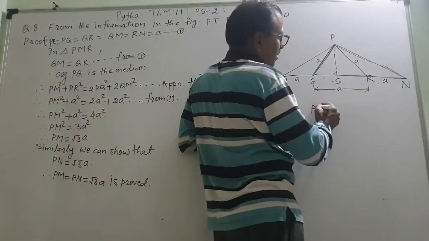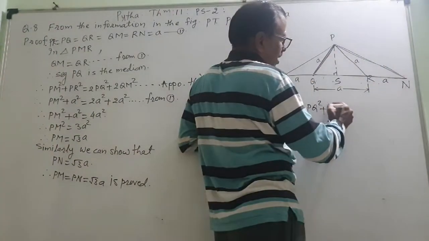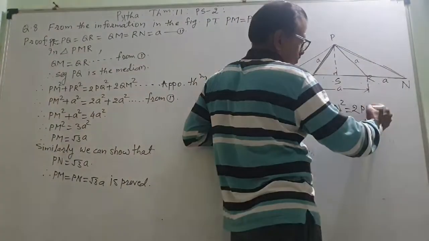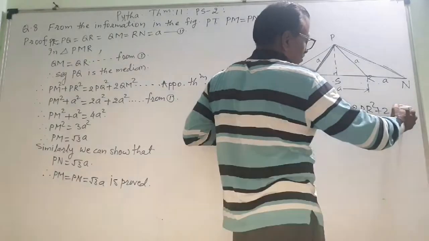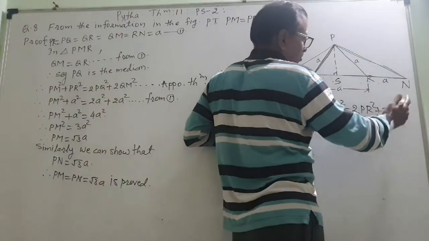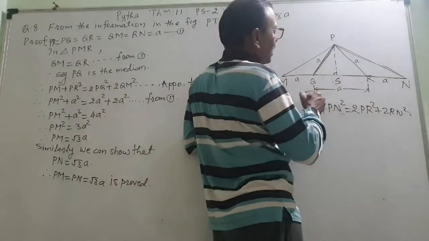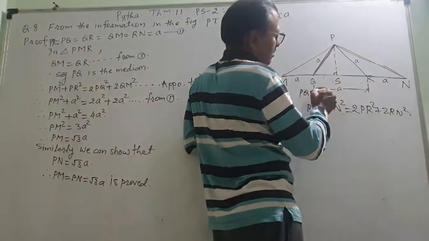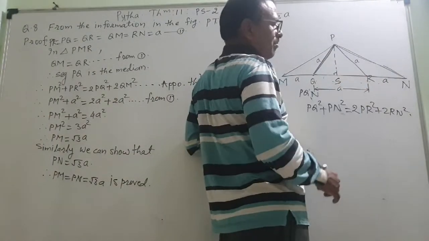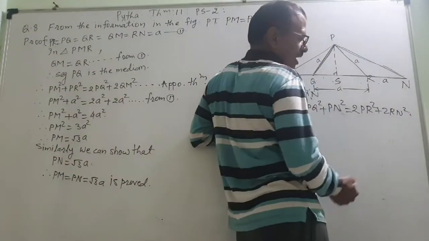So there I will write PQ square plus PN square is equal to 2 times PR square plus 2 times RN square. Anyone I will take, RN square. This will be triangle PQN, this triangle we will consider. That time R will be the midpoint. So 2RN square or 2QR square, whatever you want, you will write.